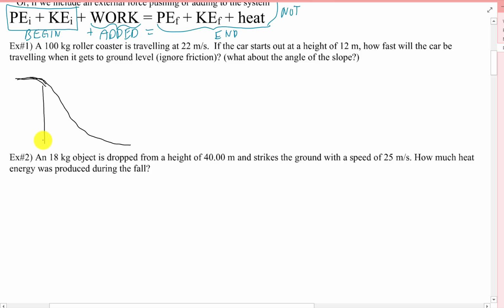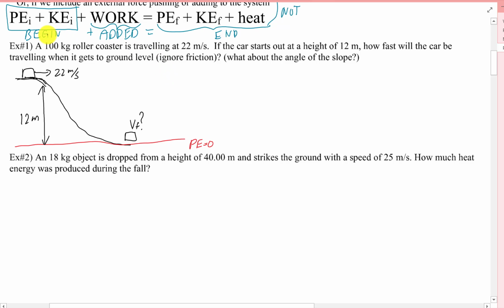And the height that it loses here is 12 meters. The car up at the top is moving at 22 meters per second. This is one heck of a roller coaster. And we want to know how fast it's going down at the bottom. This is the final, so v final is what they're asking. So we're going to set the potential energy to be zero at the bottom, and then we get to figure out exactly what the kinetic energy is at the end.